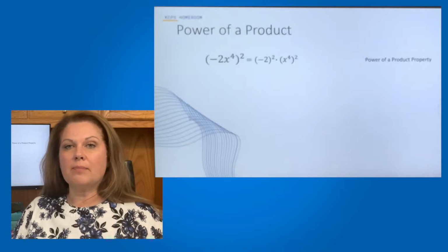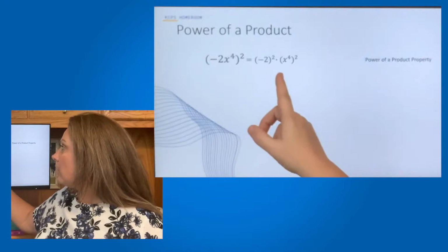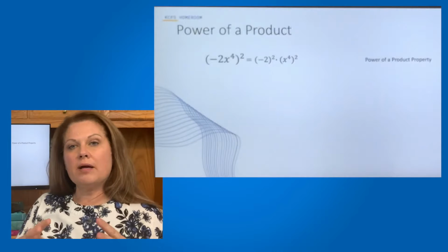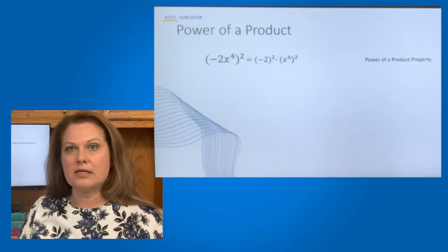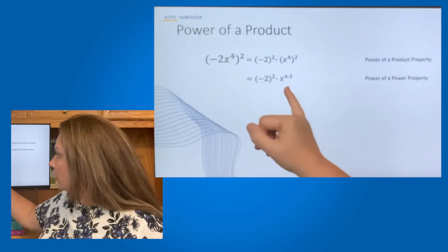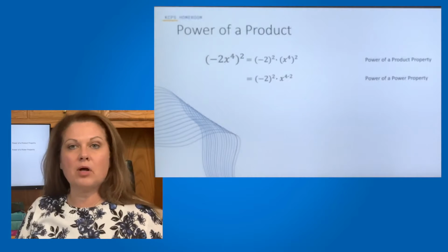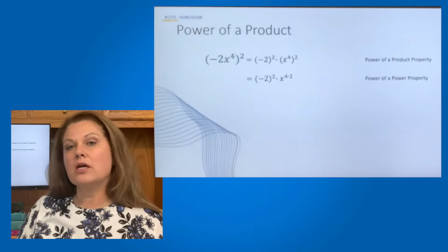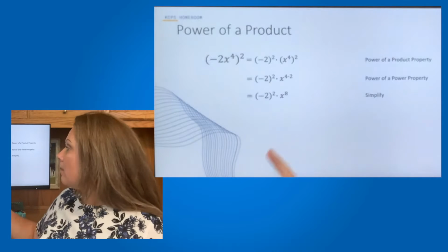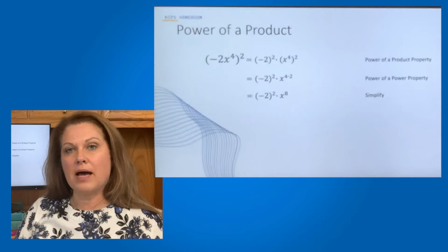So when I apply the power of a product property, I'm going to say negative 2 to the second power times x to the fourth to the second power. Each of my factors are now in parentheses. My power of a power property says I'm going to work with my variable power first. Because I have two exponents, I'm going to multiply those exponents together. So 4 times 2 is going to be 8. So my exponent on my x is going to be to the 8th power.